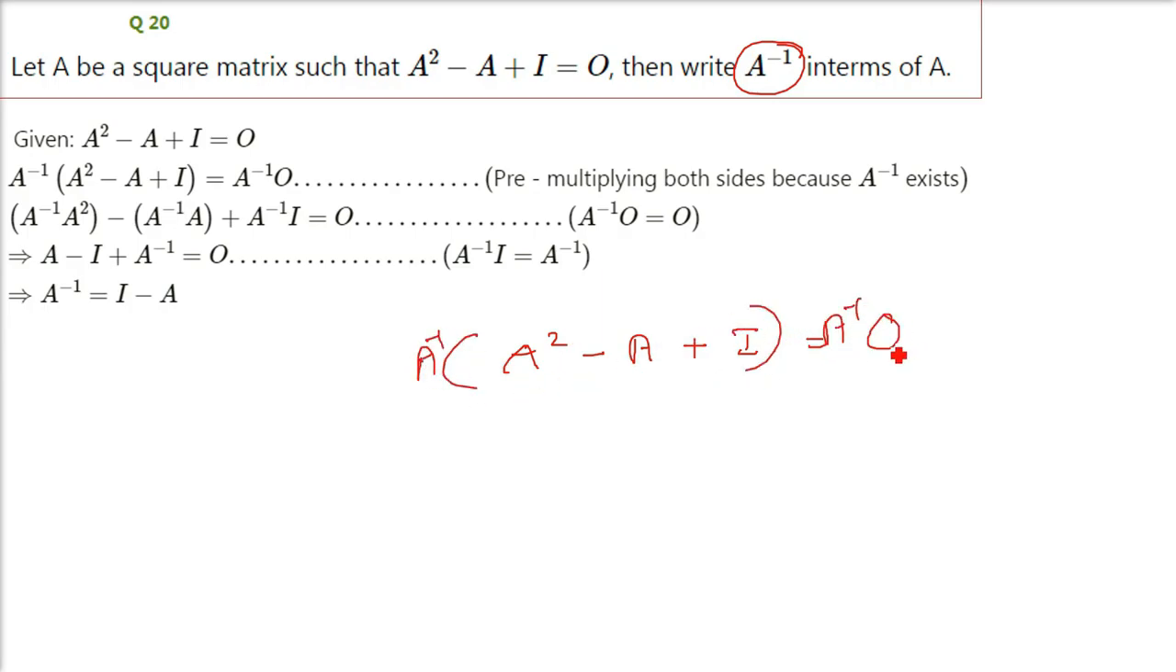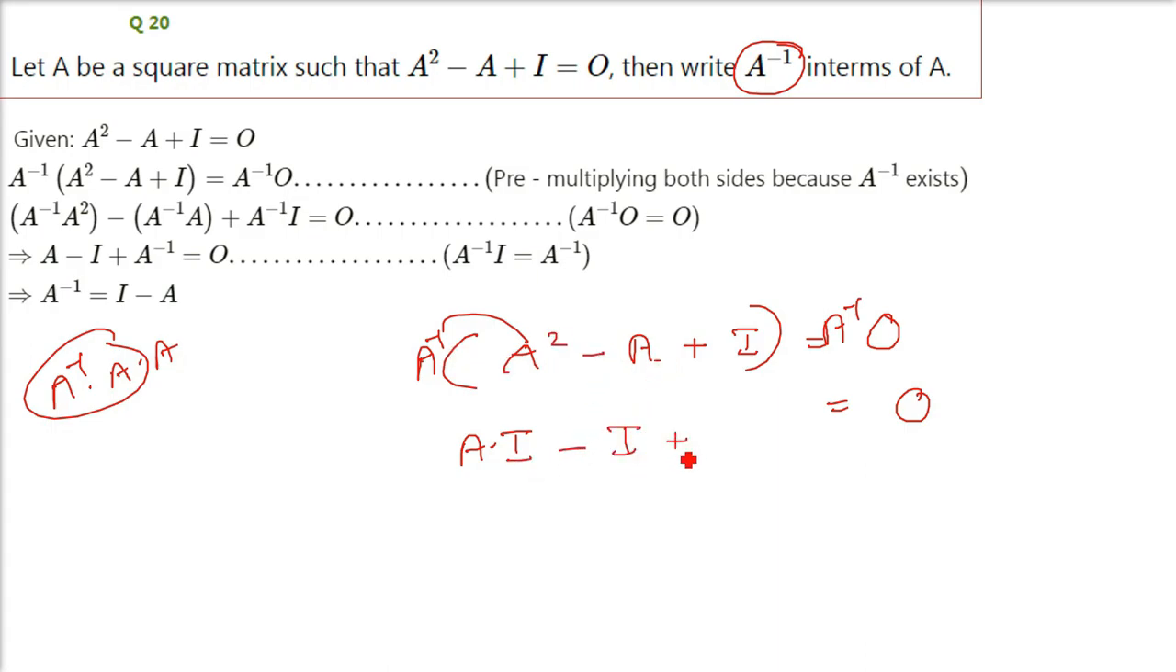Here also A inverse into 0. Anything multiplied by a null matrix is going to be a null matrix. So you can just write 0 here. It is not 0, remember. I'm just saying 0, but it is a null matrix. A inverse multiplied by A square. So A square is A dot A. You can just cancel these two out. It is basically the identity matrix. A inverse into A is identity matrix. Again, A inverse into A is identity matrix plus A inverse into I.